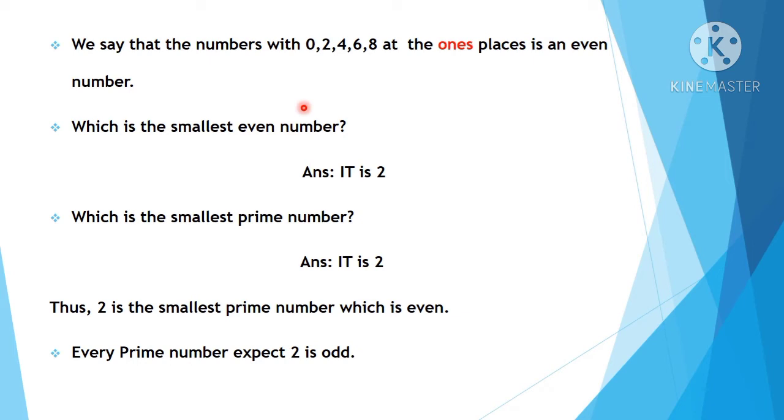So start saying the prime numbers. It starts from 2, right? 1 is neither prime nor composite, so we cannot take 1. So start from 2: 2, 3, 5, 7, 11, 13, and it goes on. Which is the smallest prime number? 2. And which is the smallest even number? 2. So we can say that 2 is the smallest prime number which is even.